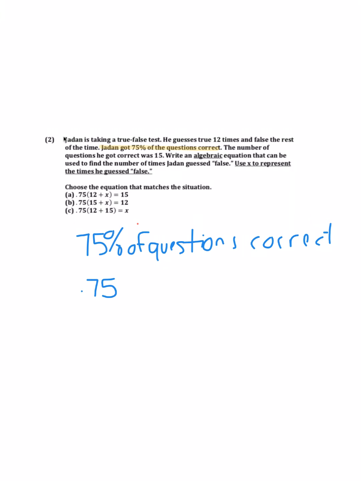The only thing we know about the questions is that they were all true or false. So we know that he guessed 12 times true and x times false. So I'm going to actually use the little expression in parentheses there for the sum, 12 plus x, to show the number of true guesses plus the number of false guesses. Then that whole sum gets multiplied by 0.75, and that's going to be equal to the amount that he got correct, which was 15. So I'm going to put 15 right here.